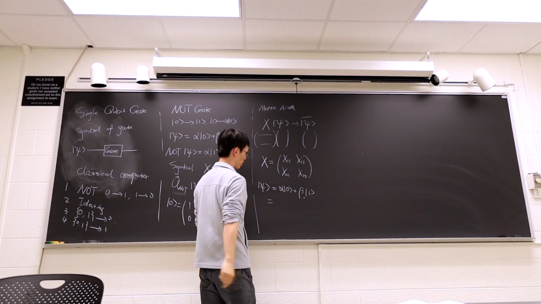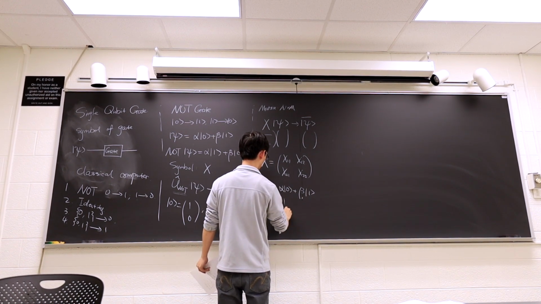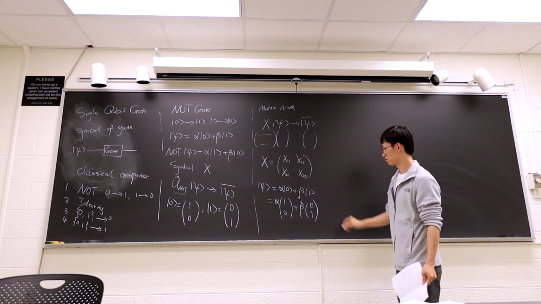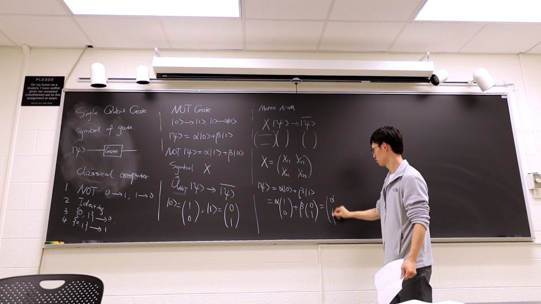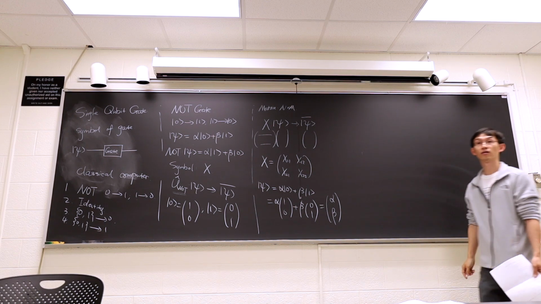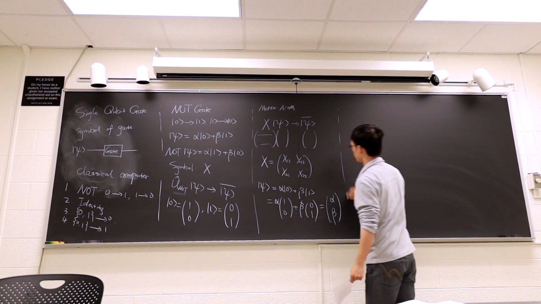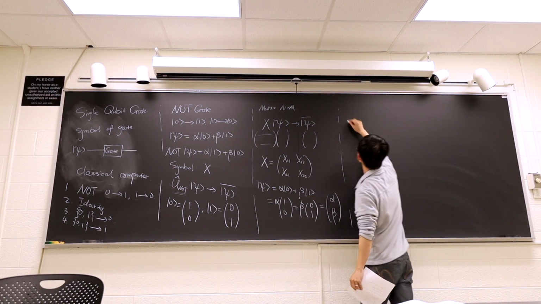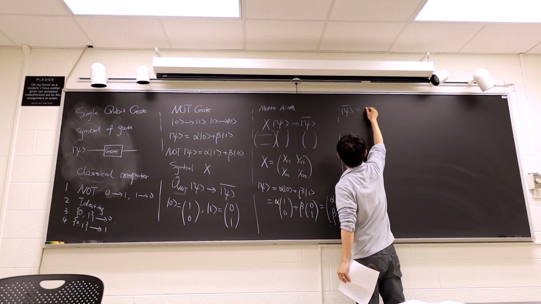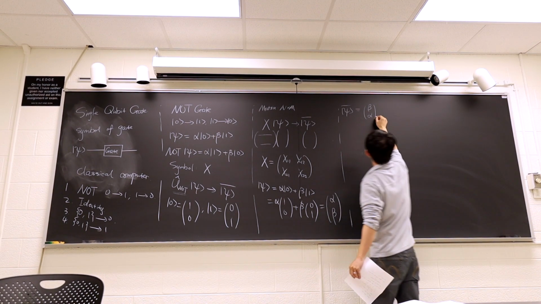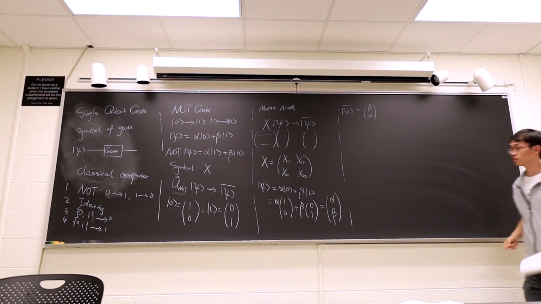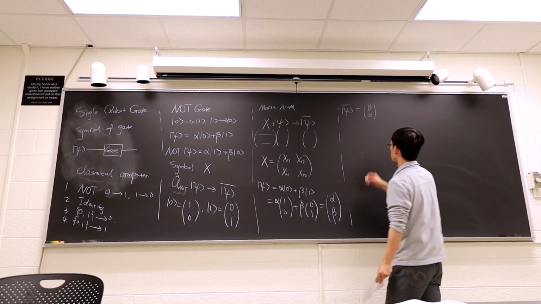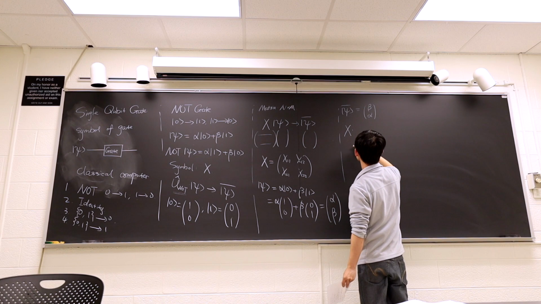One, write it into a vector form: alpha times (1, 0) plus beta times (0, 1). This is alpha, beta. And then of course after the NOT gate, you get into this state: beta, alpha. So now you can acquire two, you can get this equation here.